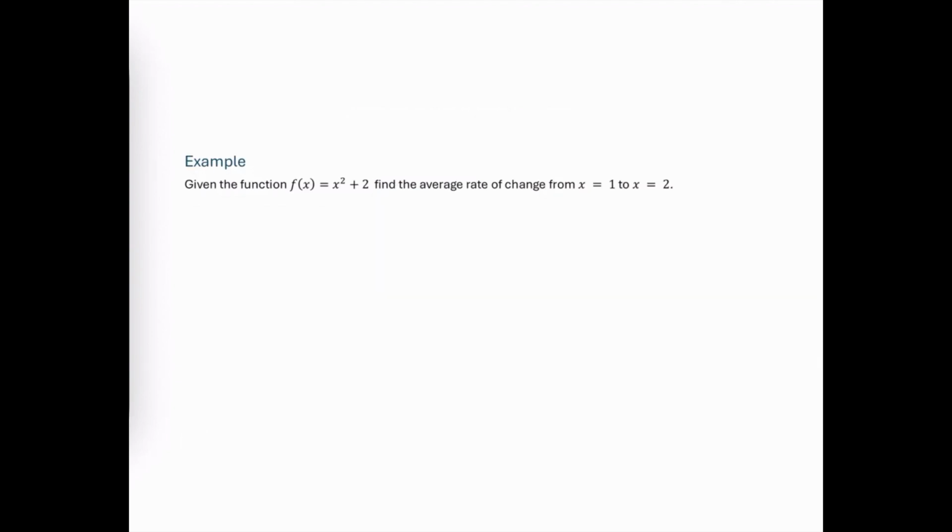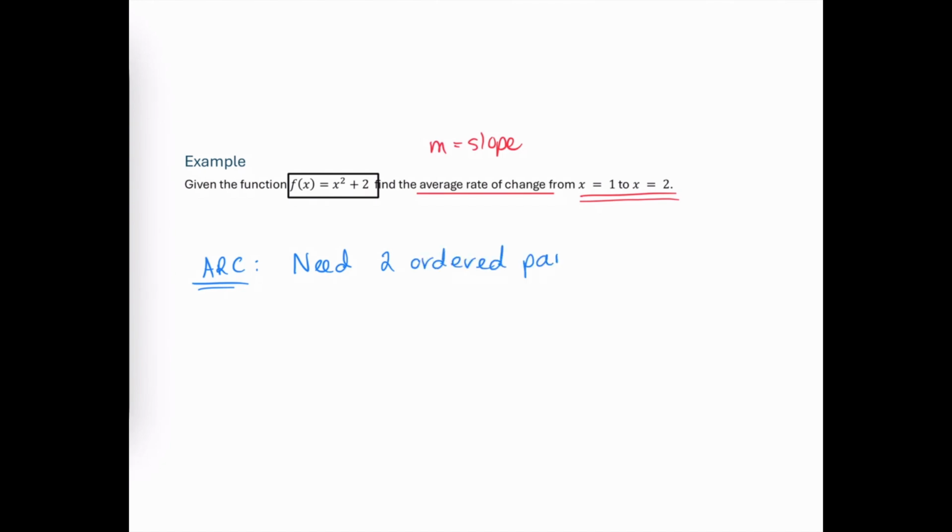So in this example, we are asked to find the average rate of change, and as a reminder, that's the same thing as the slope, but we're given two x values, not two ordered pairs, but we're also given a function. So in order to calculate the average rate of change, basically we need two ordered pairs so that we can calculate the change in y over the change in x.